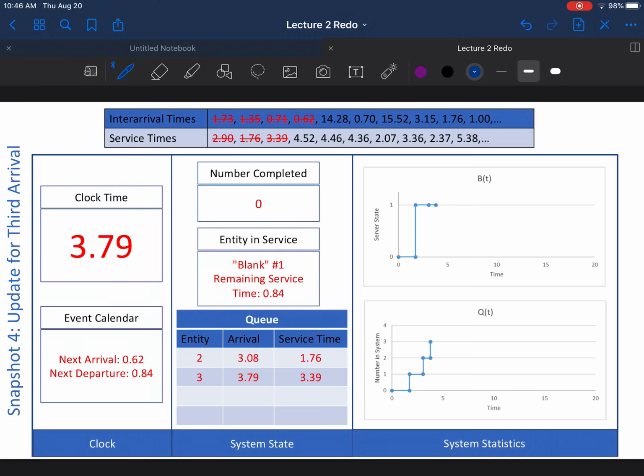Okay, welcome back to part 3 of lecture 2. By now you should have completed snapshot 4 and snapshot 5. Here's the sheet for snapshot 4. The clock time should be 3.79.